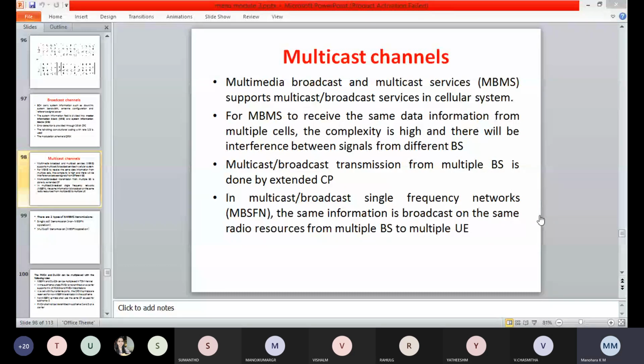Which modulation scheme is used in the broadcast channels? Sideband modulation. Sideband. Which modulation scheme am I asking?